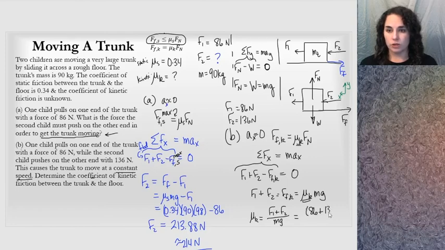86 plus 136, both F1 and F2 were given. The mass is 90, and gravity, I know the value of is 9.8. So when this is solved, I get mu k. When you plug this through the calculator, you get 222 divided by 882, which is 0.2517. I'm going to note that this is dimensionless. I have a value of a force over a force, so newtons cancel on top and bottom, and this is dimensionless, so that makes sense to me.